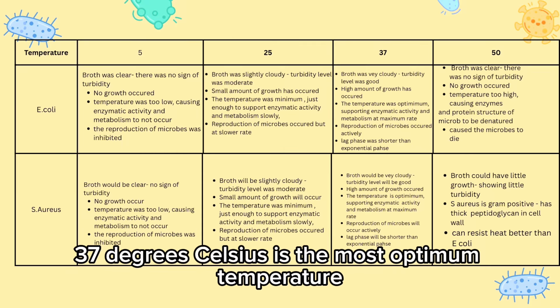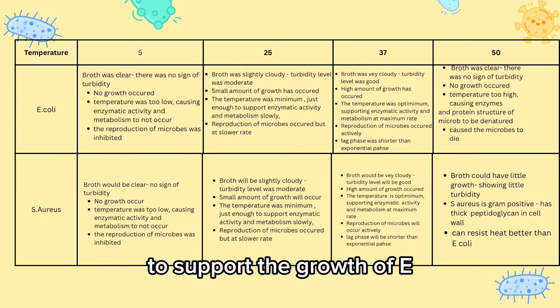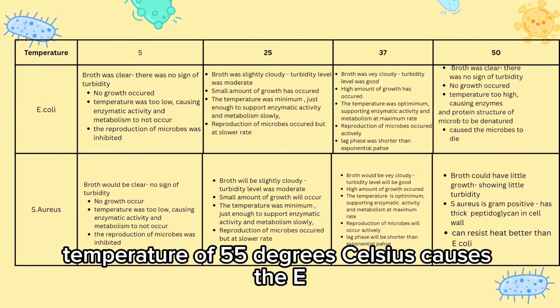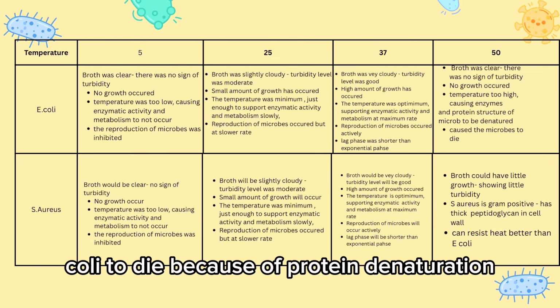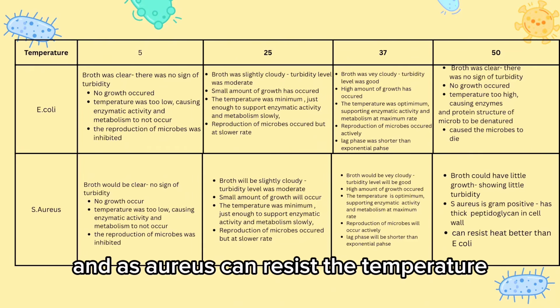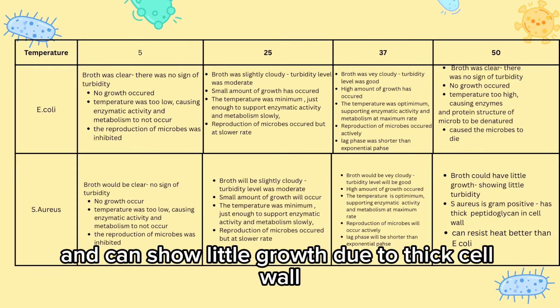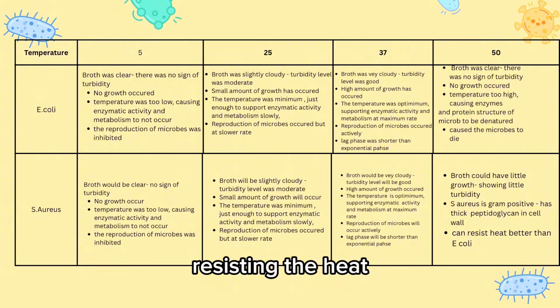37 degrees Celsius is the most optimum temperature to support the growth of E. coli and S. aureus at a maximum rate. Temperature of 55 degrees Celsius causes the E. coli to die because of protein denaturation, and S. aureus can resist the temperature and can show little growth due to thick cell wall resisting the heat.